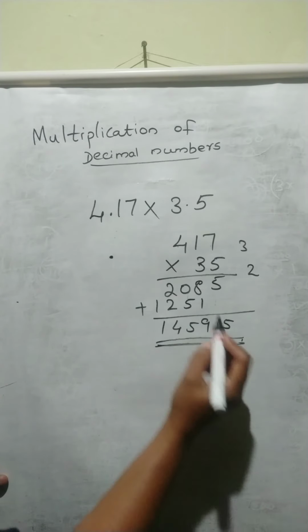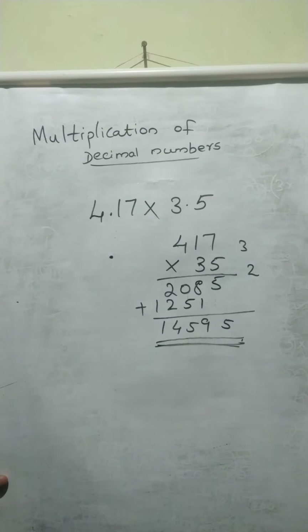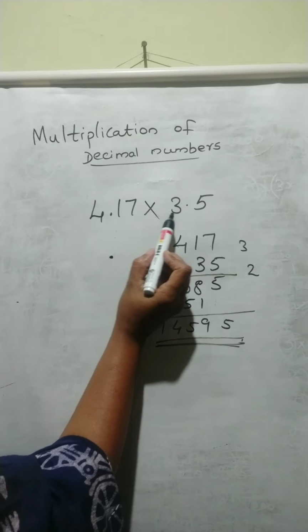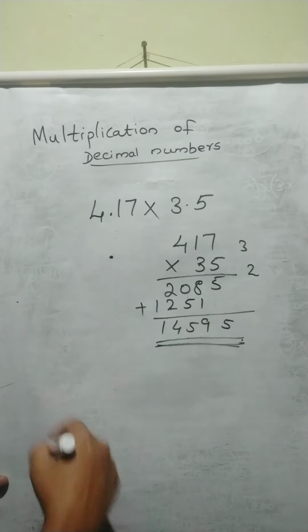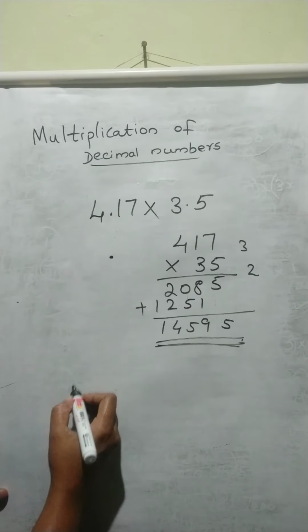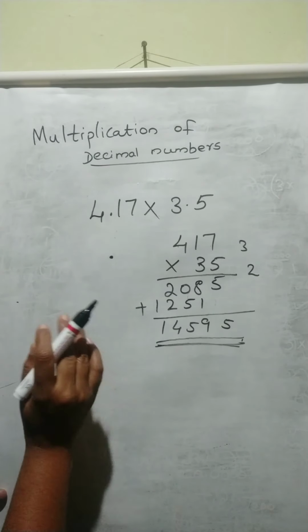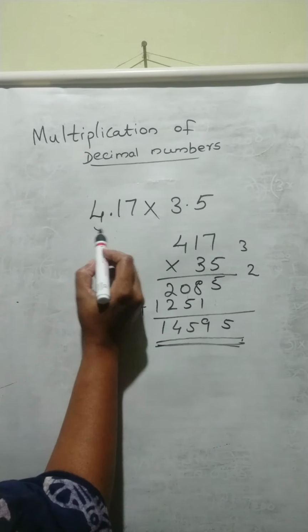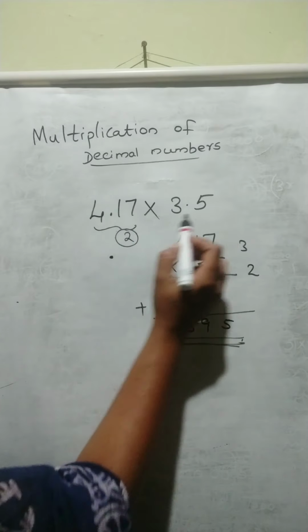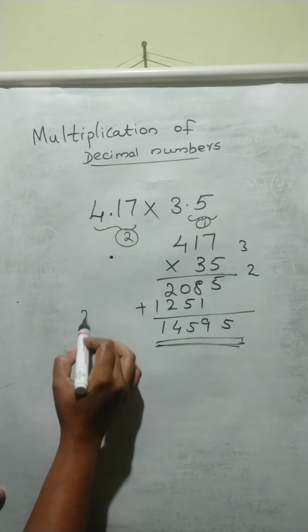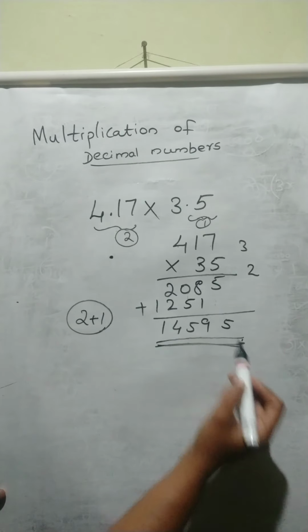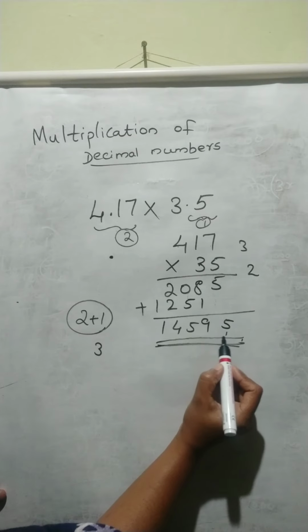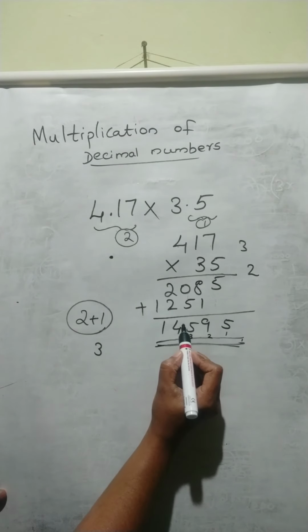Actually this multiplication is with 417 and 35. But our question is 4.17 multiplied by 3.5. So we think about how many digits are there after the decimal point in 4.17. Here 2 are there. Here 1 is there. Total 2 plus 1, 3 decimal digits needed to be there in the product also. So 3 is there. Then count 1, 2, 3. Keep the point here.